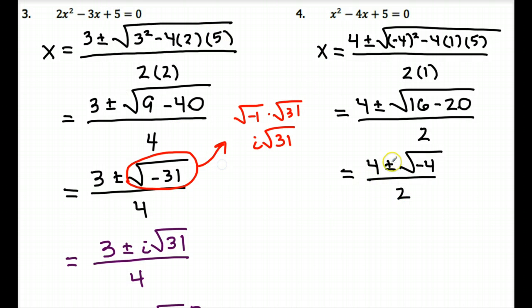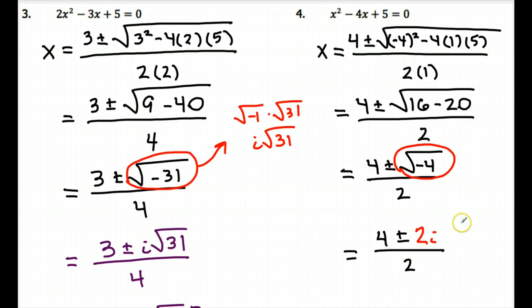Okay, same thing we did in the last problem. We're going to simplify the radical first. Well, the square root of 4 is just 2, so that means that the square root of negative 4 is going to be simply 2i. Anytime you've got a negative underneath your radical, hopefully you figured out by now that you're just going to have an i in your answer. Everything else is going to be exactly the same as when you have a positive. So this becomes 4 plus or minus 2i all over 2.